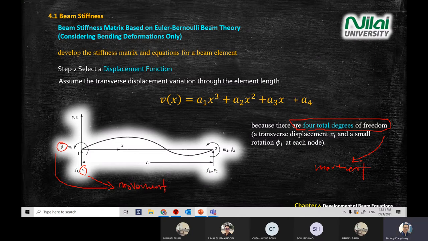Degrees of freedom: the force and moment are not considered movement, but a force and a reaction that you have in the structure. So in this case, at point 1, you have V1 and theta 1 or phi 1. Point 2, you also have another 2, V2 and theta 2. So in total, you have 4 degrees of freedom, or DOF.